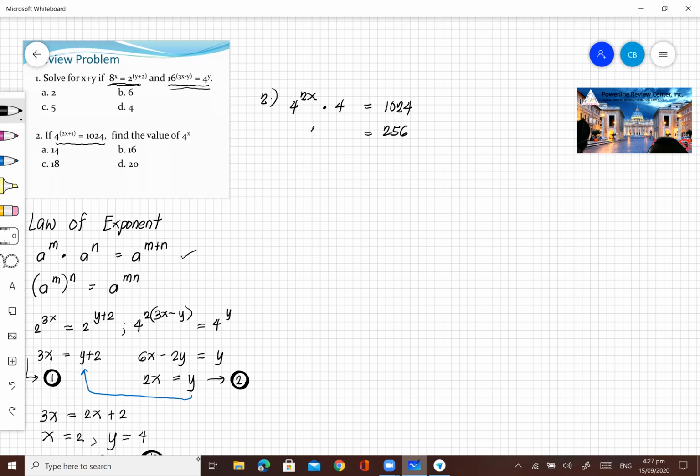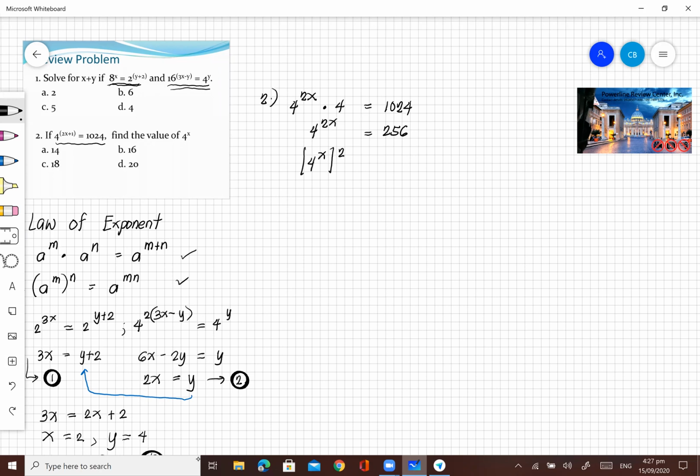So, we now have 4 raised to 2x equal to 256. Now, we just divide 1024 by 4. To solve for 4 raised to x, so that I can keep it on the left side and not chase the value of x, using the second law of exponent that we used earlier, I could rewrite the left side as what? 4 raised to x, enclosed quantity, squared.